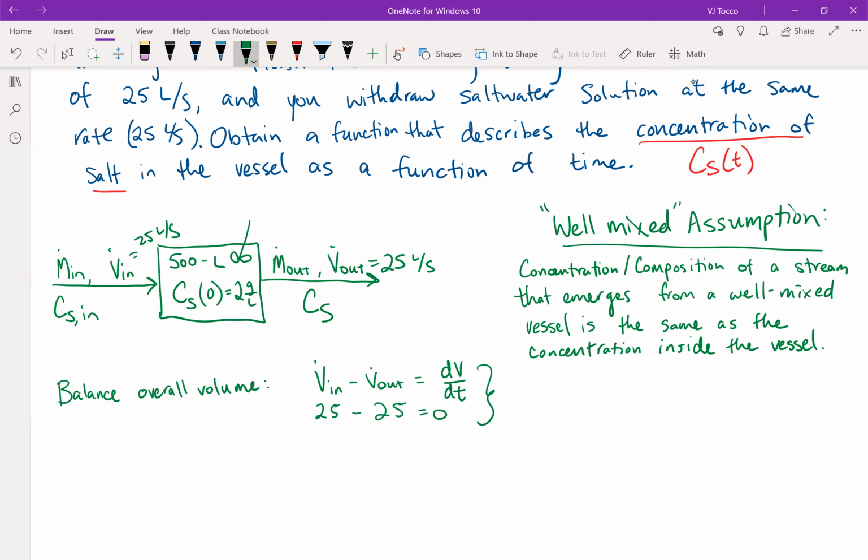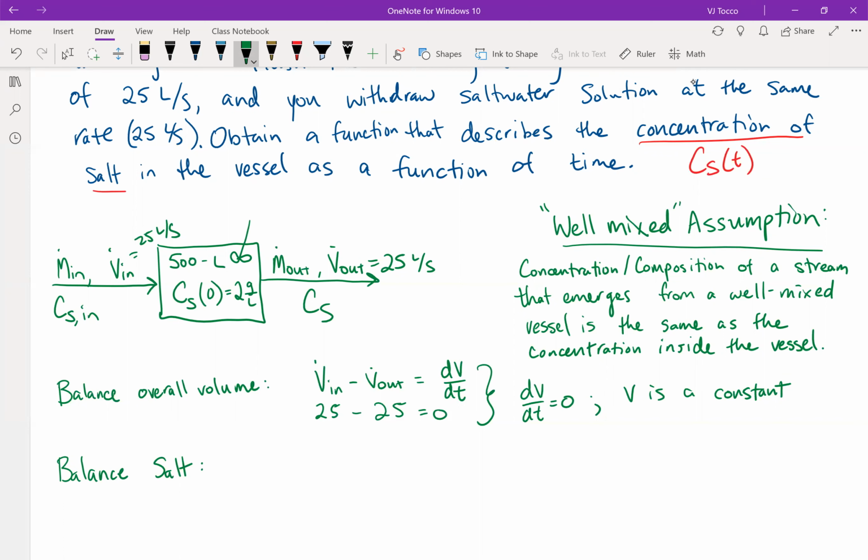So the conclusion of doing this overall volume balance is that dV/dt is equal to 0, which means that V is a constant, which you might have been able to look at and see, but it's important to be able to know how to prove these things with math when they get trickier and trickier. Now, armed with the fact that V is a constant, we can move on to our salt balance. Balance salt. And you'll see why I wanted to balance volume here when I do my salt balance.